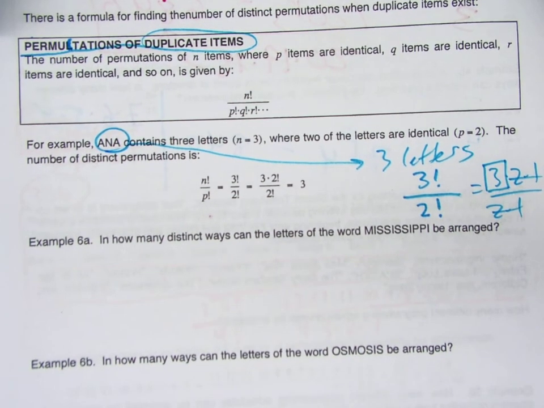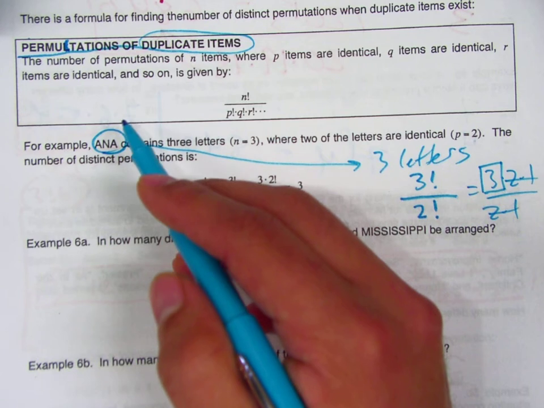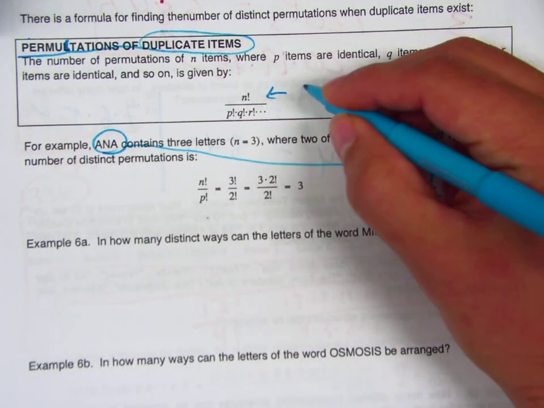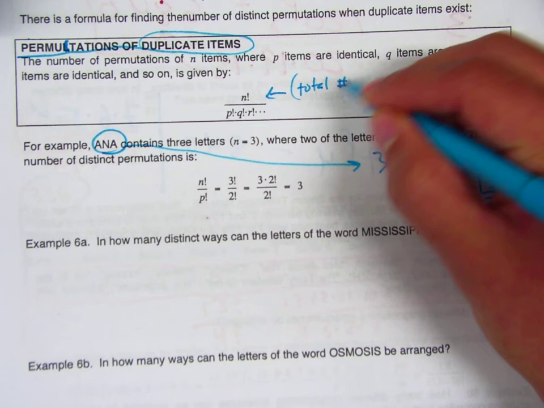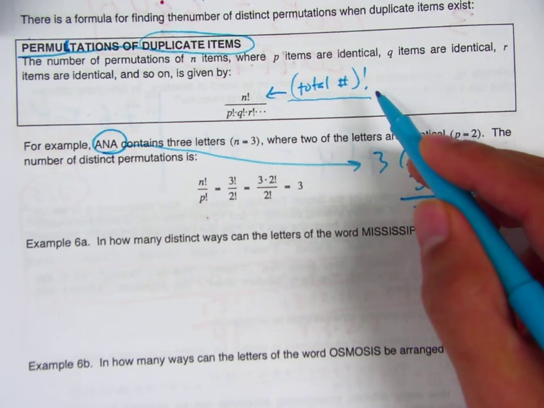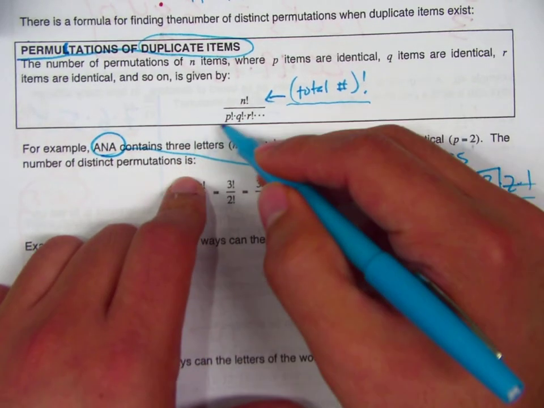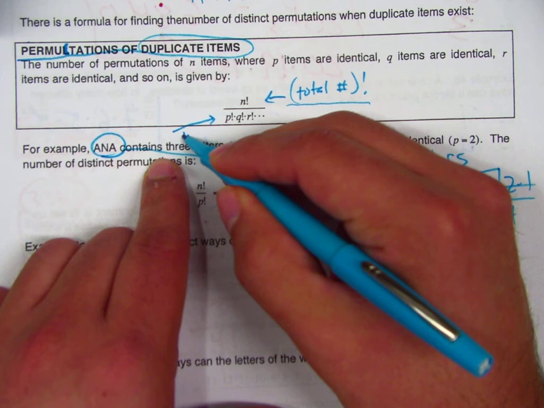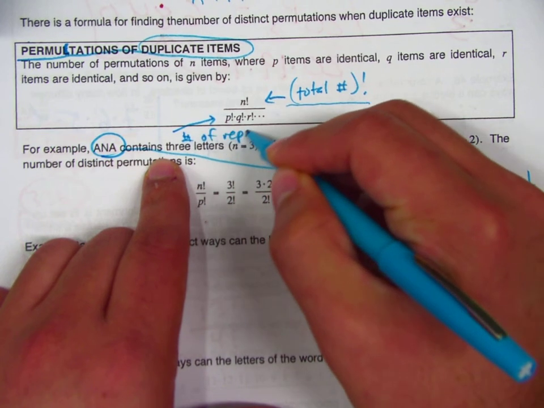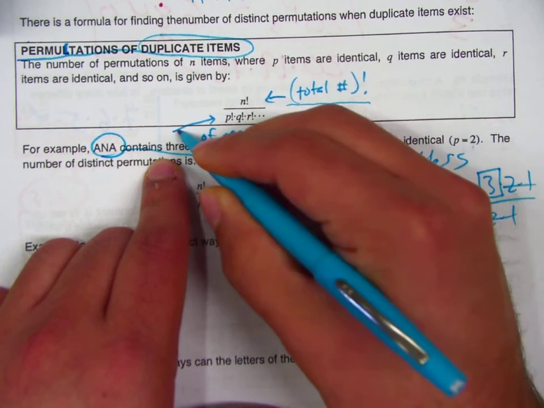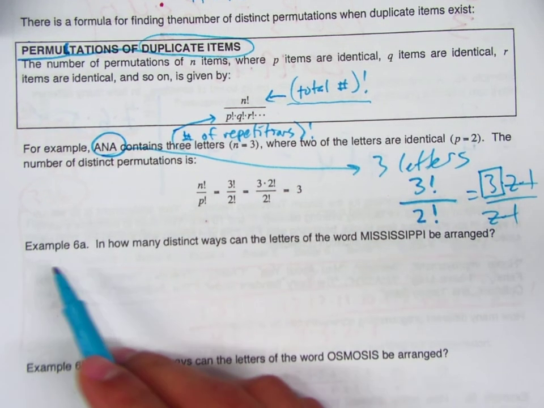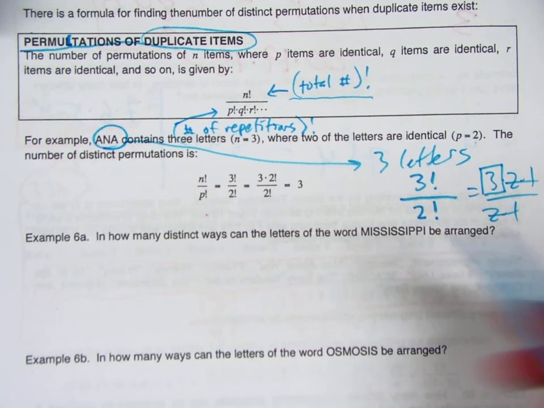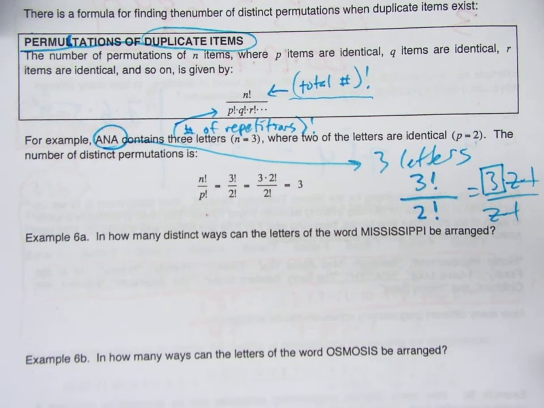So, to summarize, when there's duplicate items, in the numerator we do the total number factorial. And then the numbers on the bottom, these each represent the number of repetitions factorial. So for example, if we go to example 6a, Mississippi, that's a lot of repeated letters, right? Okay. But how many letters are there total?